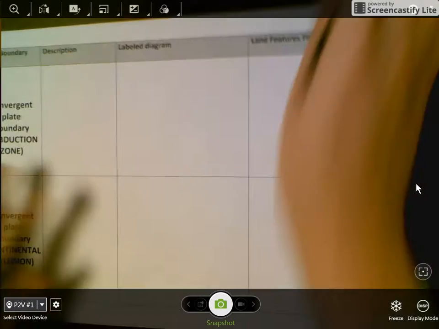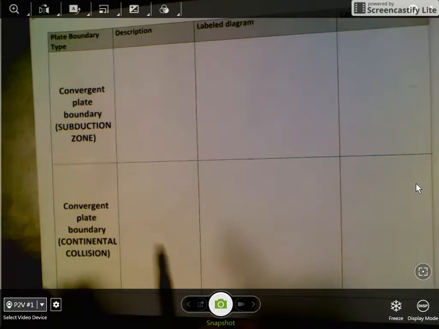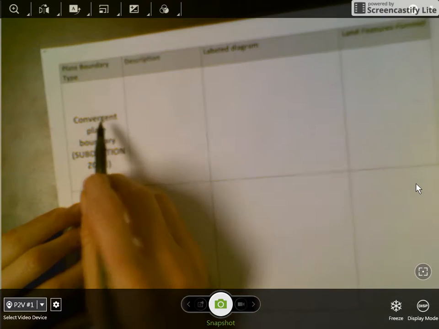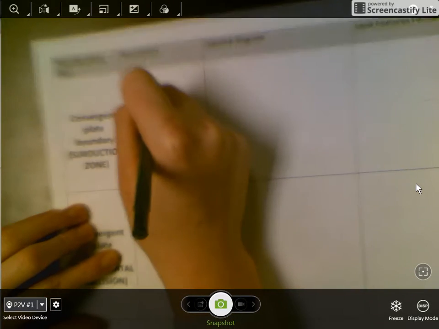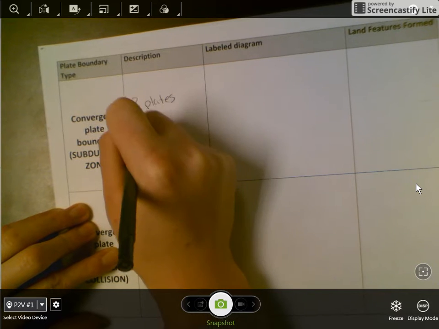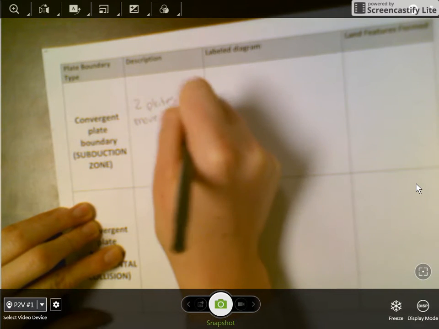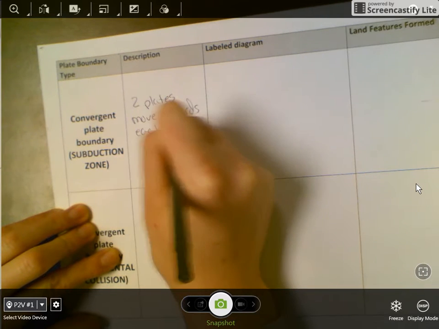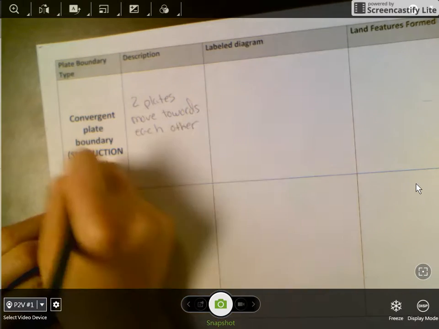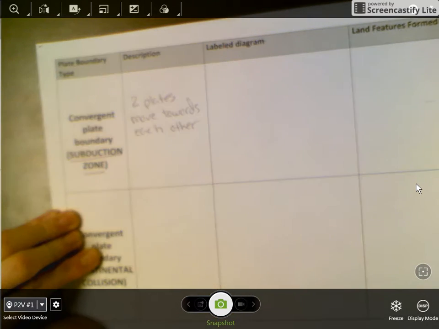All right, guys. So I have in front of me our graphic organizer, and we're going to start with convergent plate boundaries. So convergent plate boundaries are when two plates move towards each other. Okay, and for this one, we're looking at specifically subduction zone convergent boundaries.